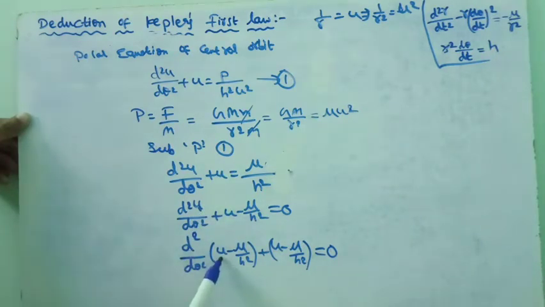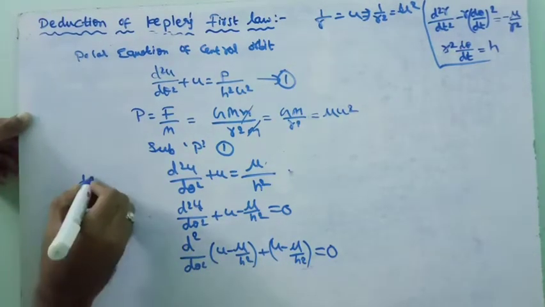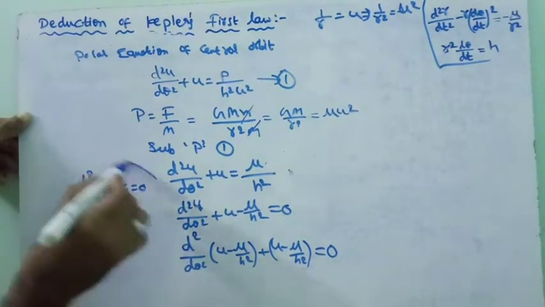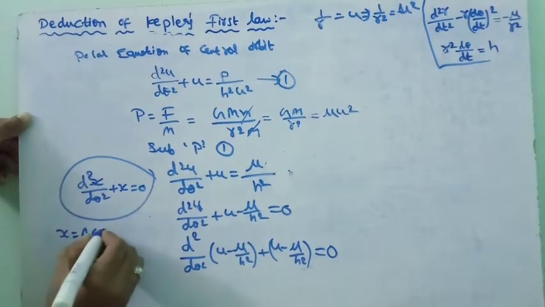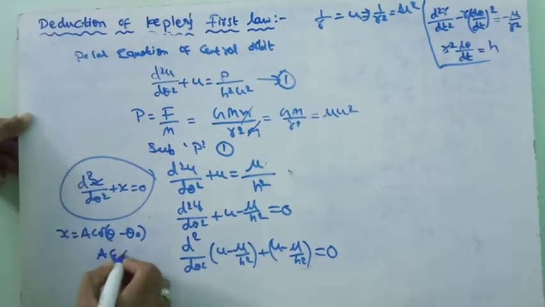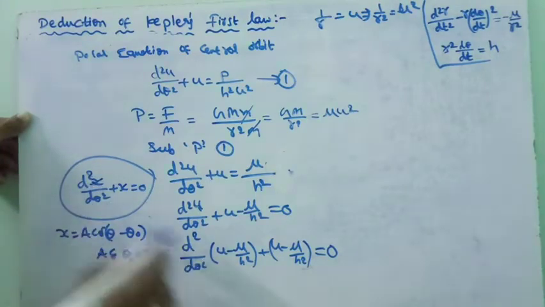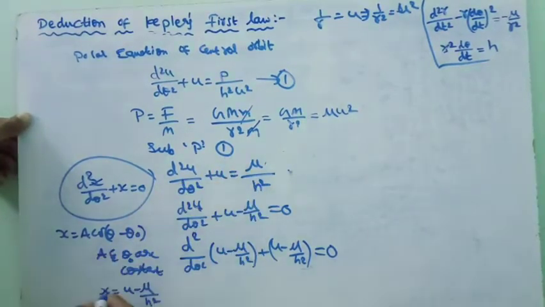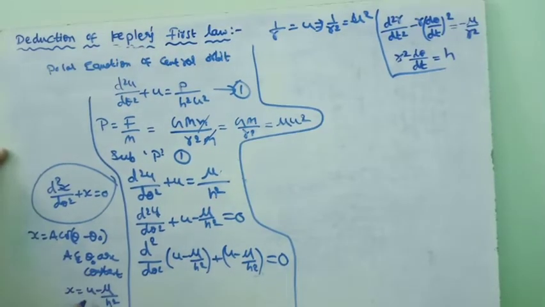If we differentiate u with respect to theta, we get d square u by d theta square, and the constant term becomes 0 on differentiation, while the remaining term is the same. We write this equation as d square x by d theta square plus x is equal to 0, which is a second order differential equation having the solution x is equal to a cos(theta minus theta naught), where a and theta naught are constants. Comparing these two equations, here x is u minus mu by h square. We substitute this x value in the solution equation.